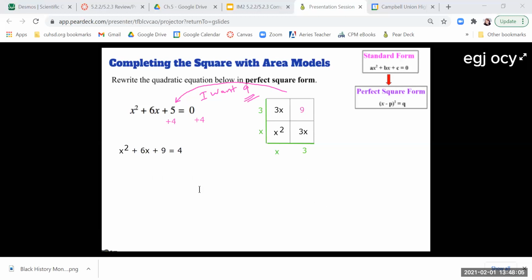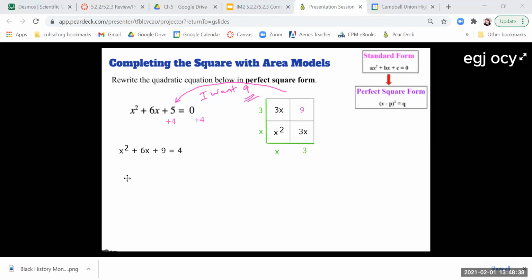I've done it. Do you see how now this part of my equation represents all the stuff inside of my area model? X squared, 3x and 3x makes 6x, and there's a 9. We have completed the square. And the only thing left to do in order to get it into perfect square form is to write out the factors of x squared plus 6x plus 9, which are the ones in green on our diagram.